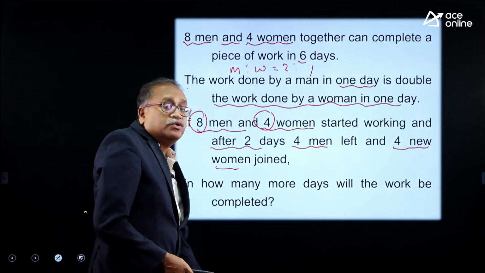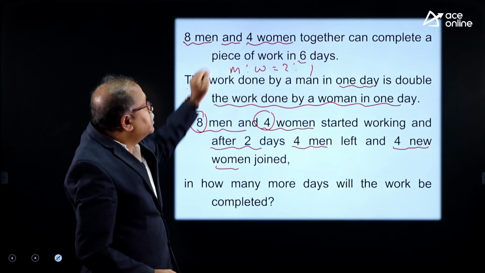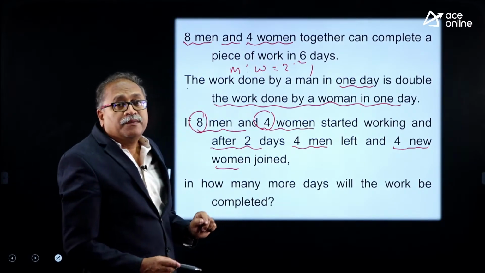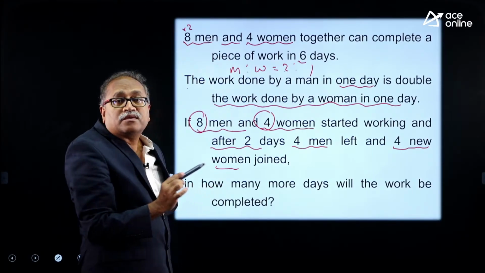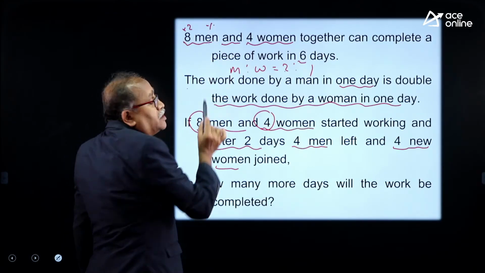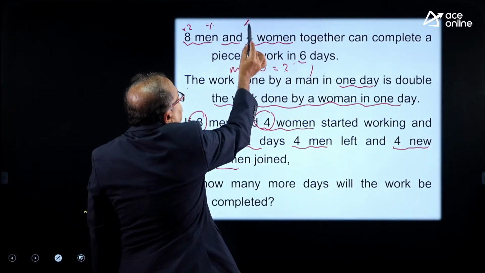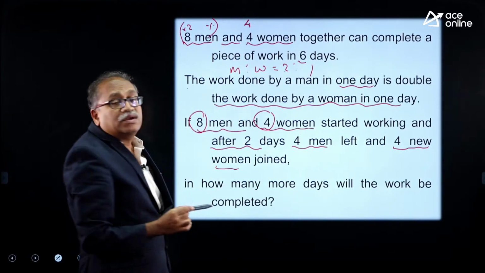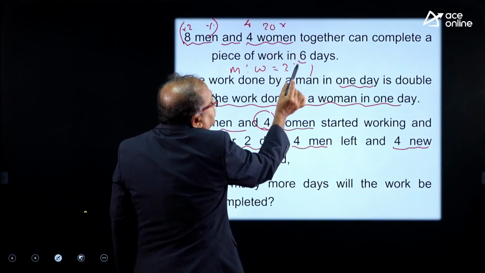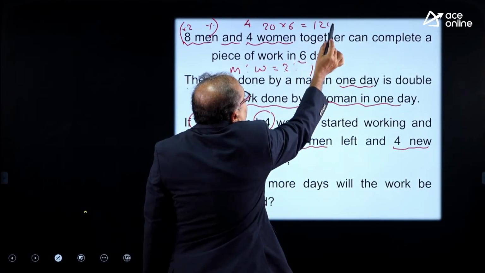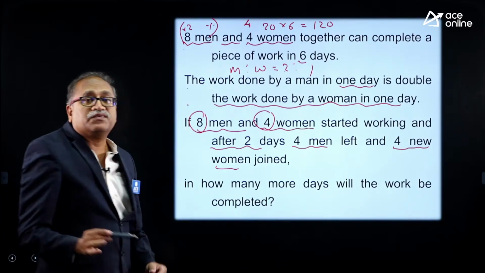So what should be my approach over here? I already know the men and women efficiency. I know that 8 men were there and 4 women were there. So how do I find out the work? 8 into 2, plus I add the total efficiency; the woman efficiency is 1. So 4 into 1 comes to 4. That means 8 into 2 is 16, and 16 plus 4 is 20, and 20 is the efficiency. Worked for how many days? 6 days. That means the total work is 120. That is what we get from the first and second sentence.